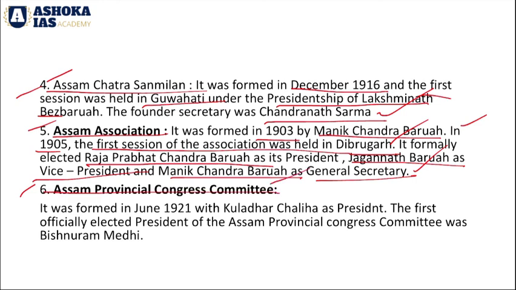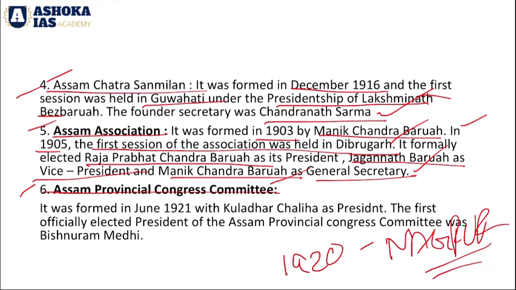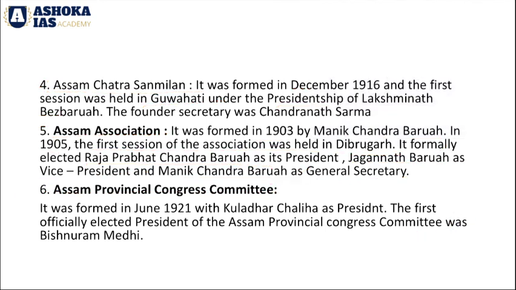The next important association is the Assam Provincial Congress Committee. In the 1920 Congress session, the Nagpur session, Congress made certain changes. One of the changes was they decided to establish Congress committees on the basis of language. So, by adhering to that decision, in 1921, Assam Provincial Congress Committee was formed. This is very important. Kuladhar Chaliha was the first temporary president and the first officially elected president was Tarun Ram Phukan.